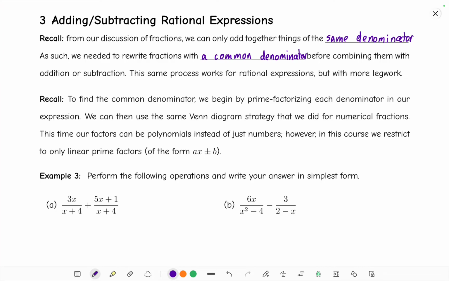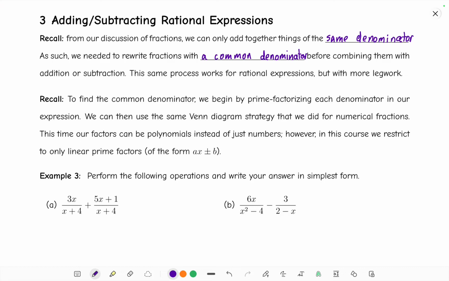This same process works for rational expressions, but with more legwork. Recall, to find the common denominator, we begin by prime factorizing each denominator in our expression. We can then use the same Venn diagram strategy that we did for numerical fractions. This time, our factors can be polynomials instead of just numbers. However, in this course, we restrict to only linear prime factors of the form ax plus or minus b.